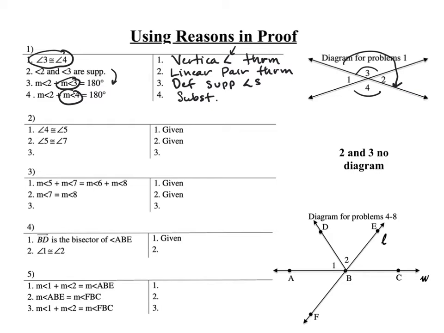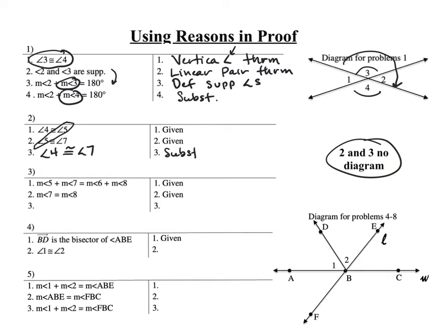Number 2. Notice that we don't have a diagram here. 4 is congruent to 5, and 5 is congruent to 7. Hey, look, both those statements have a 5 in them. I could replace angle 5 in step 2 with angle 4, and say that angle 4 is congruent to angle 7. That's the substitution property. Number 3, we have given here. Given is what we know to be true.